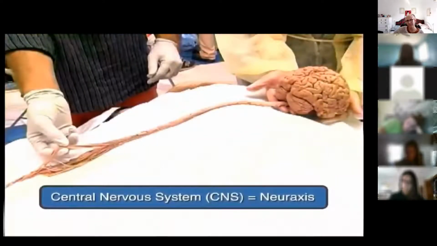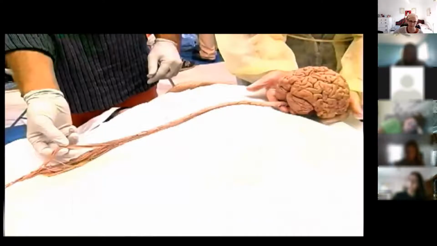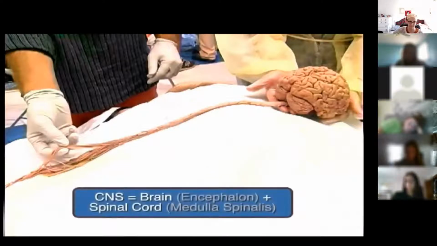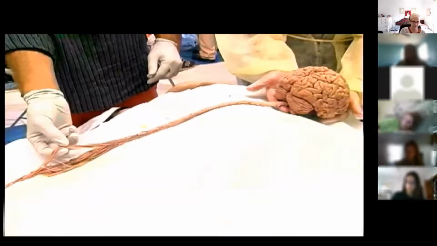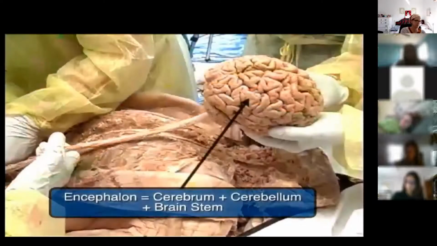This whole central nervous system is also called neuraxis or cerebrospinal axis. The neuraxis includes two parts: the brain, which in Latin is called the encephalon. The second part is the spinal cord, or medulla spinalis. Now the encephalon itself has three parts: the cerebrum, or the cerebral hemispheres, the cerebellum, and the brainstem.